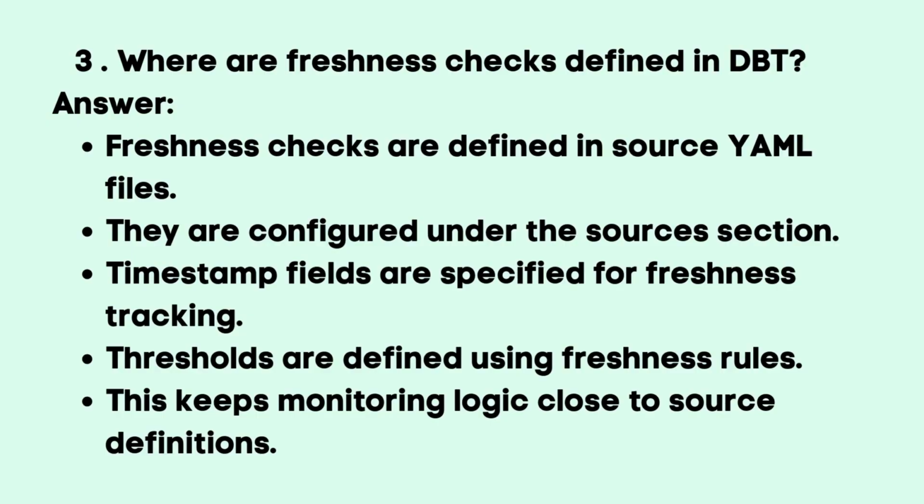Where are freshness checks defined in DBT? Answer. Freshness checks are defined in source YAML files. They are configured under the Sources section. Timestamp fields are specified for freshness tracking. Thresholds are defined using freshness rules. This keeps monitoring logic close to source definitions.